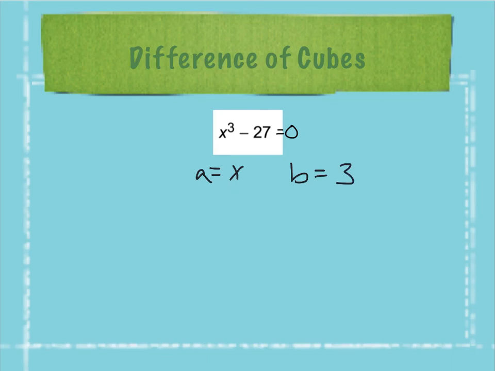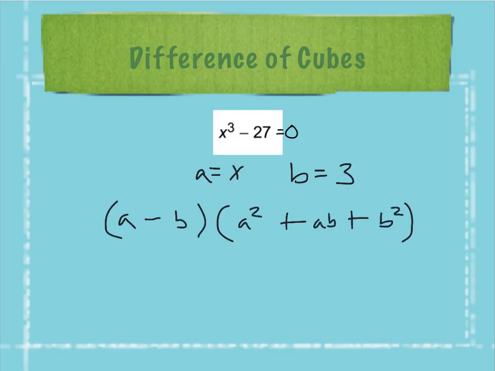So now we need our formula. What are the signs in the difference of cubes formula? Minus, plus, plus. So we have a minus b, a squared, ab, and b squared. And now I just plug it in. So what's going to go in our first parentheses? x minus 3.